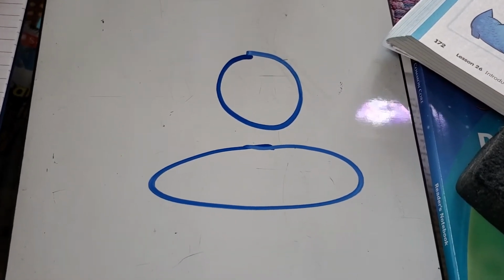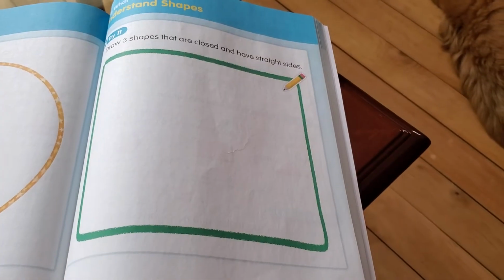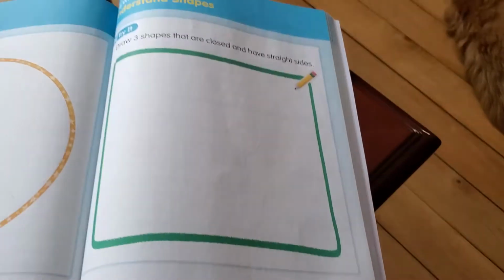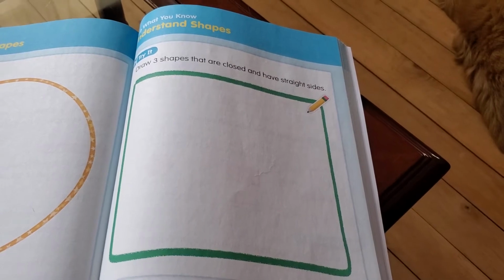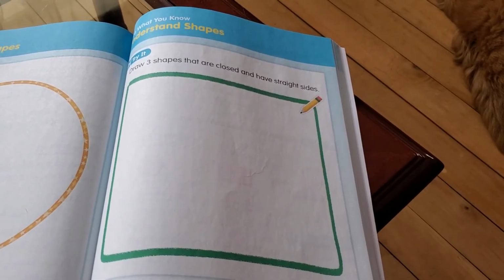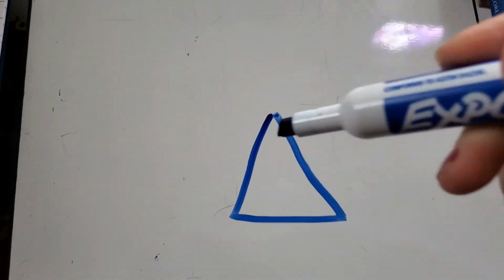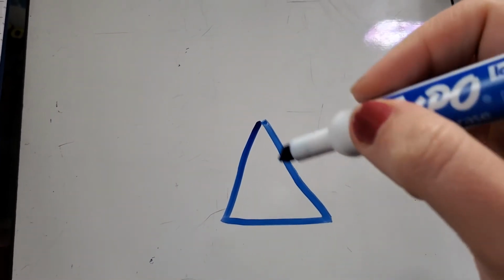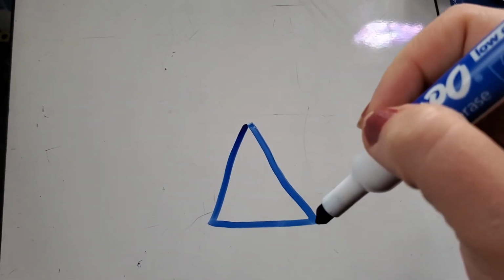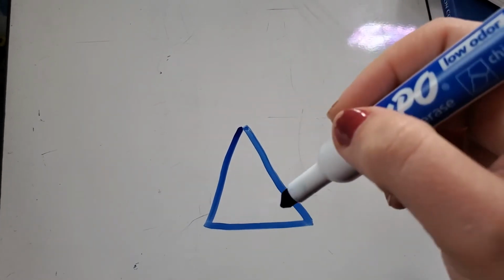Now we're going to go over the work for this week. On page 173, it wants you to draw 3 shapes that are closed and have straight sides. So let's come over here. You can draw yours in the box, but I'm going to draw mine on my whiteboard. 3 shapes that are closed. That means all sides are closed. So this has straight sides, right? If I was really trying and I drew straight lines. This is my triangle. Straight sides and closed.